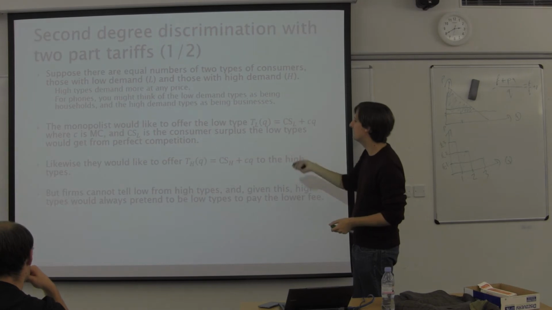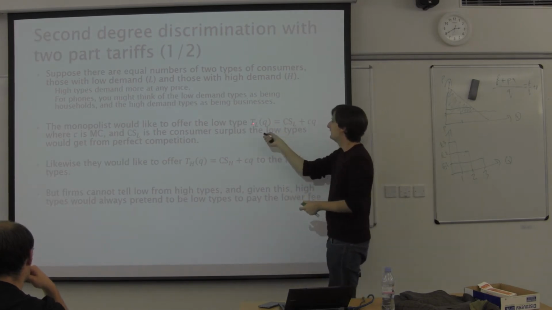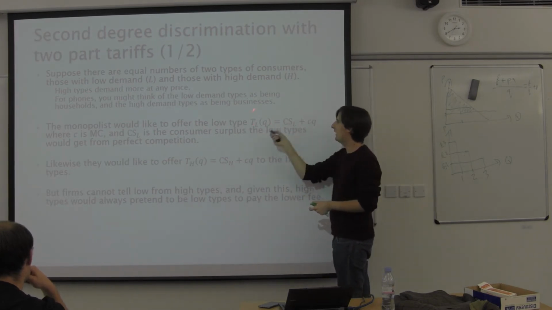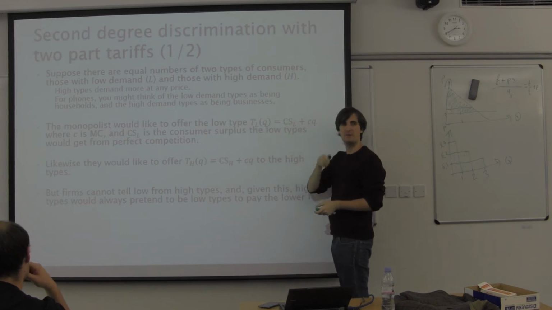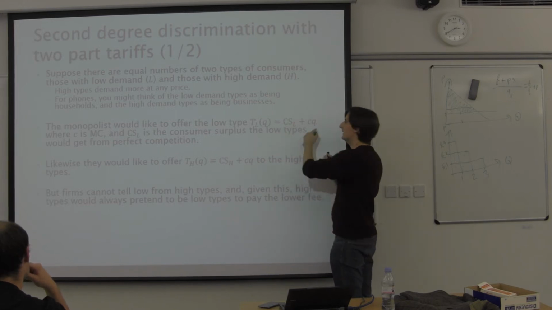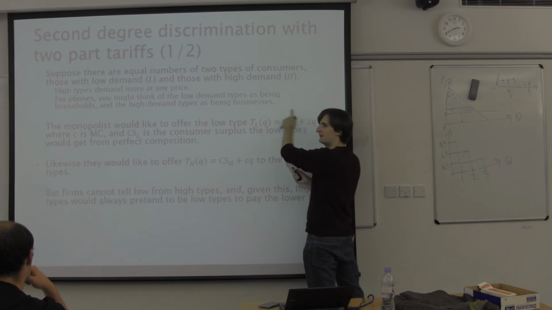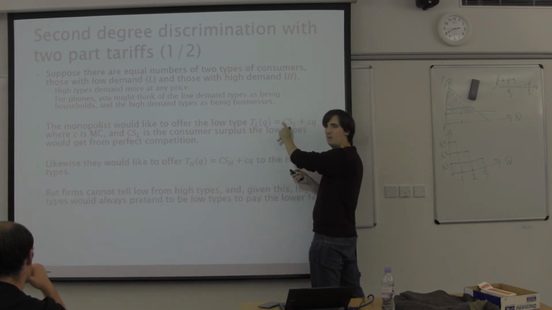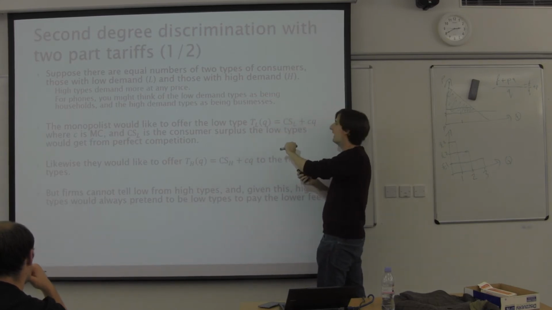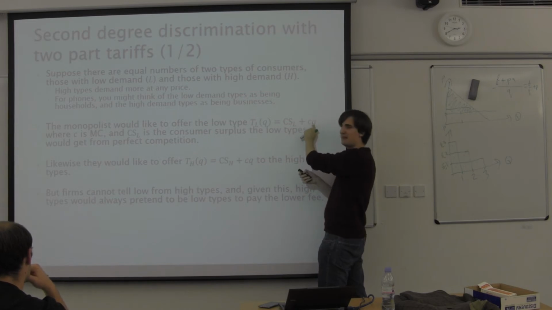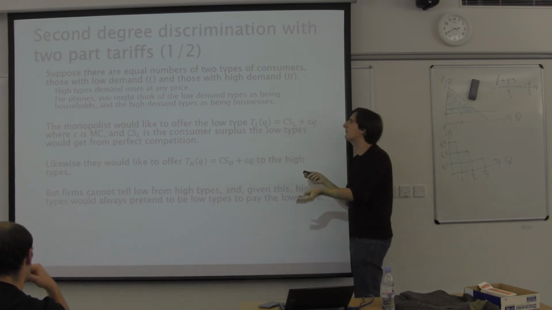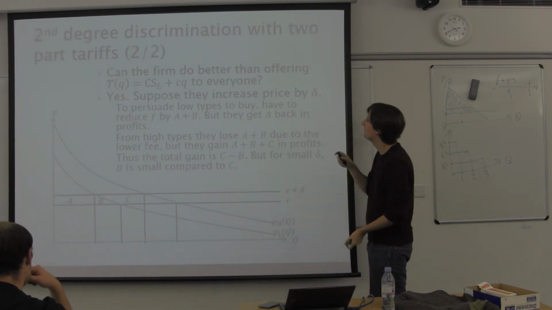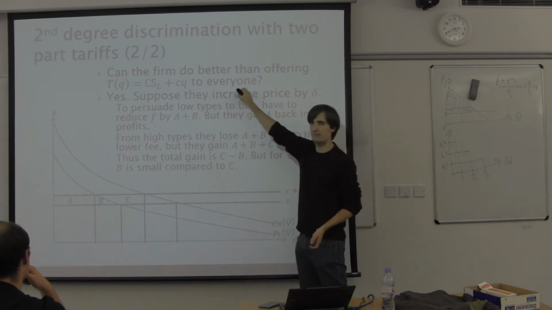So one thing they might do is they could offer this tariff that the low types would accept to both the low types and the high types. Okay? The low types are just indifferent about accepting this tariff. Maybe you could offer this tariff to the high types, and you know that the high types can demand some extra units, so maybe that makes you some extra money. Well, in fact, they can do better than that.